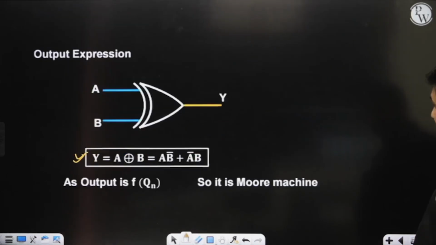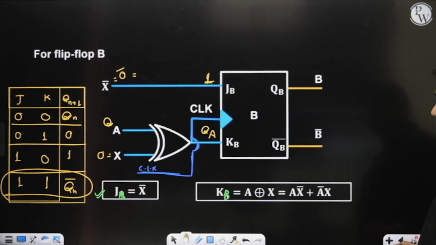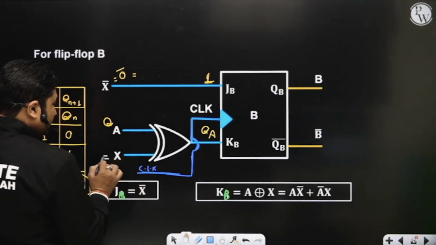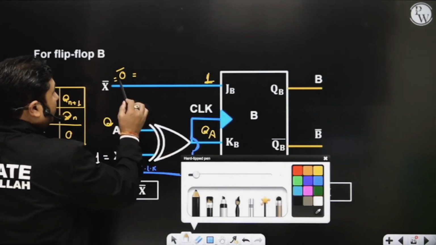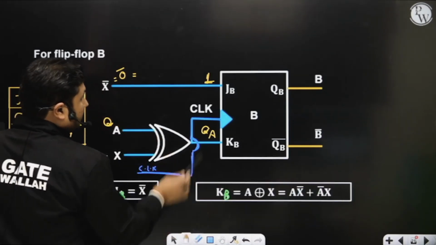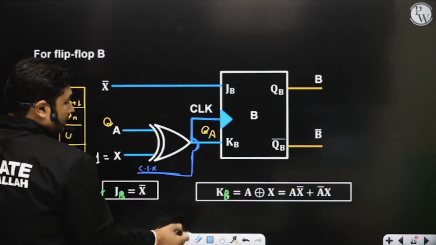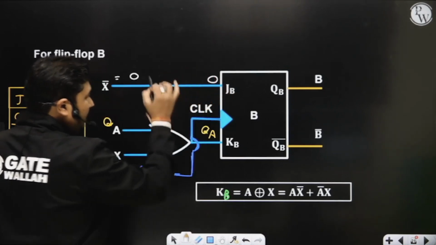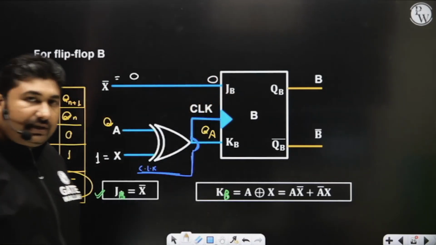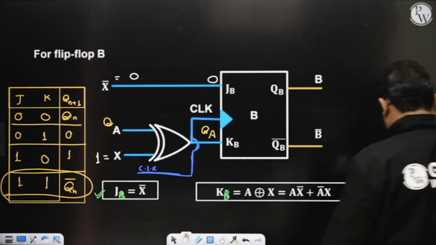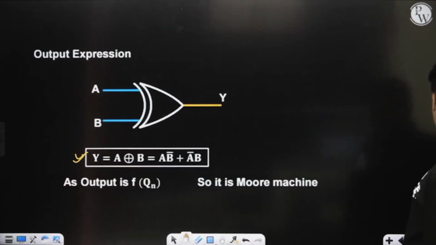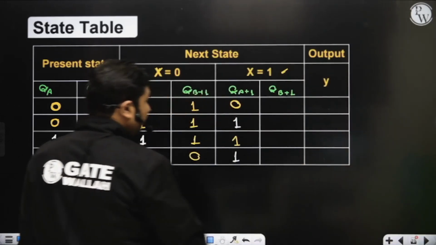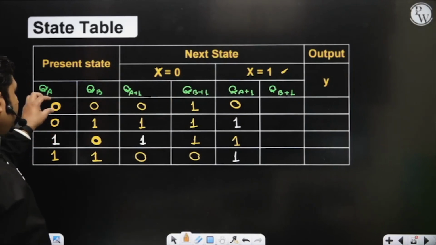Now please observe how to write for QB plus 1. If x is equal to 1, then 1 complement will become 0. So JB is 0 and KB is QA. Only we have to observe QA because JB is 0.